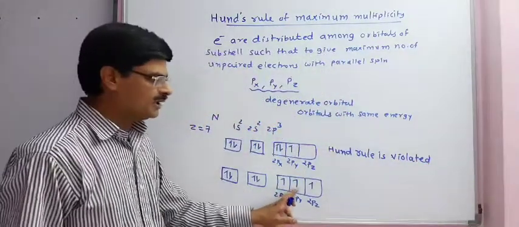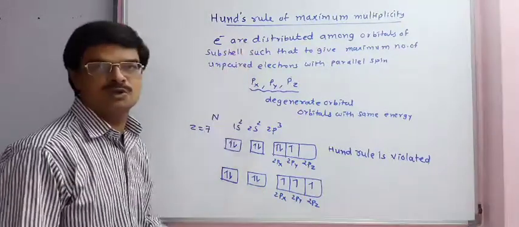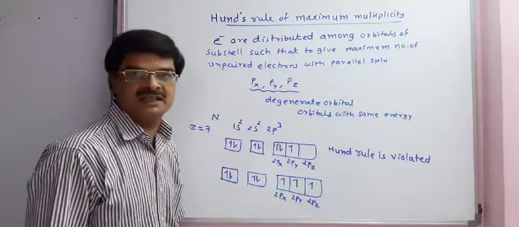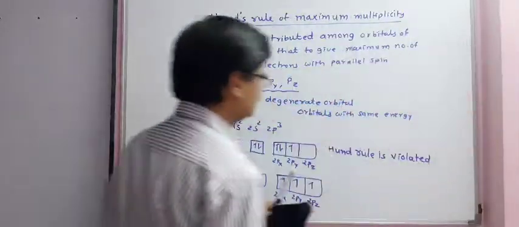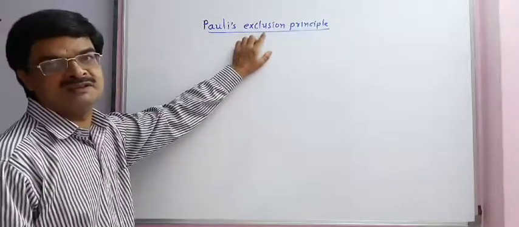Maximum number of electrons remain unpaired. So this we can understand from Hund's rule of maximum multiplicity. Now another rule. Now we will understand Pauli's exclusion principle.